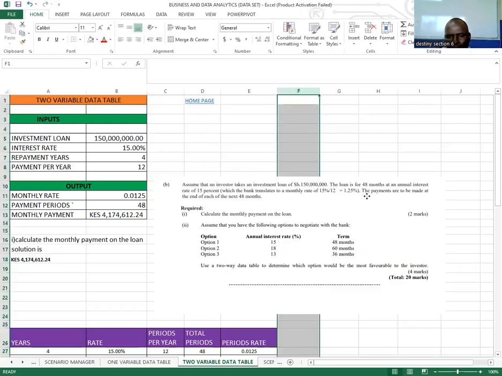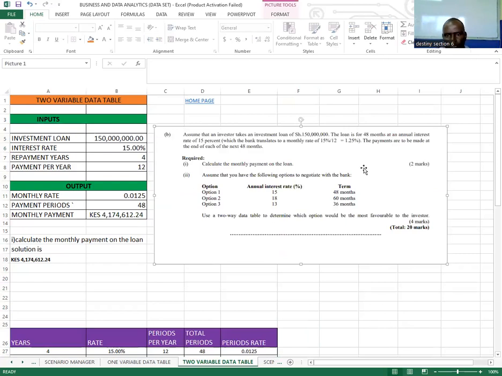So option number 1, students, is the annual interest rate is 15, and then the term is 48. That is Option number 1. Option number 2 is the annual interest rate is 18 and then the term is 60 months. And then option number 3 is 13, then the term is 48.